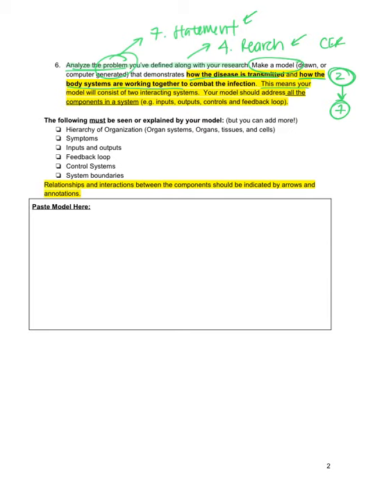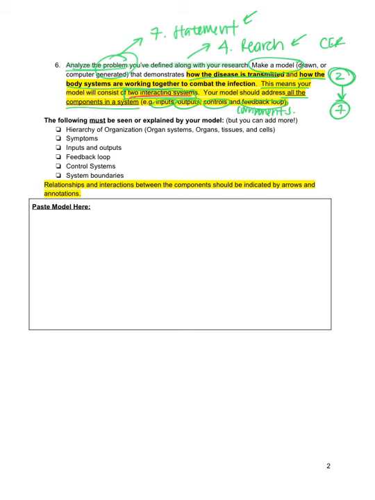As stated below, this means that your model will consist of 2 interacting systems, all right? And this is a really important part of this unit, is understanding how systems interact, okay? How do we show interaction in a system? The way that you will show how these are interacting is by addressing the components of a system, such as inputs, outputs, controls, feedback loops, and components. All right, so by providing these 5 things, you will show how the 2 systems are interacting, okay?